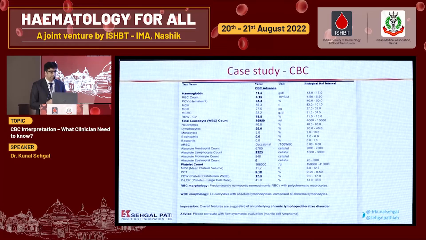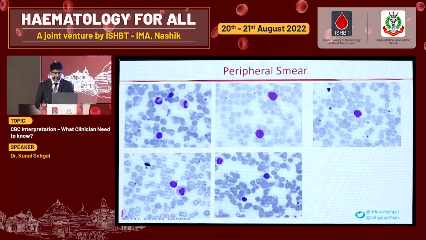Now this is another example, something along similar lines. Here the WBC count was 16,000, hemoglobin is close to 11.4, a mild anemia, and the absolute lymphocyte count was 9,000. Lymphocytes were around 55%. So this has been persistent lymphocytosis over the last couple of reports over a period of 1 month. Definite leukocytosis with lymphocytosis.